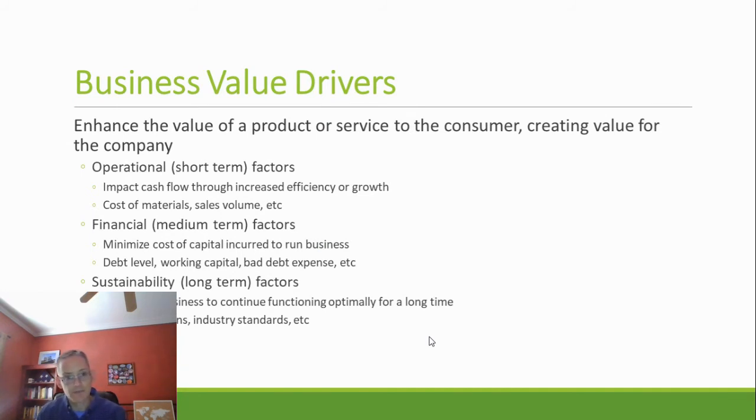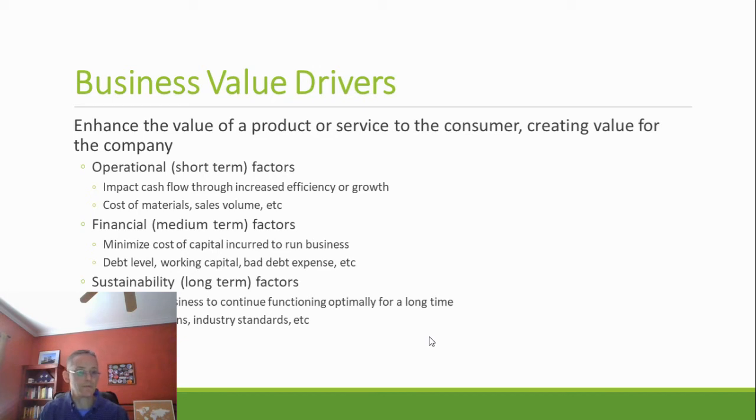So when you look at business value, enhancing the value of a product or service, creating value for the company, what you want to talk about here is three different sets of factors that are going to drive your business value. There are operational factors, right? Those that impact the cash flow through increased efficiency or growth, cost, those day-to-day kinds of things that you need to manage.